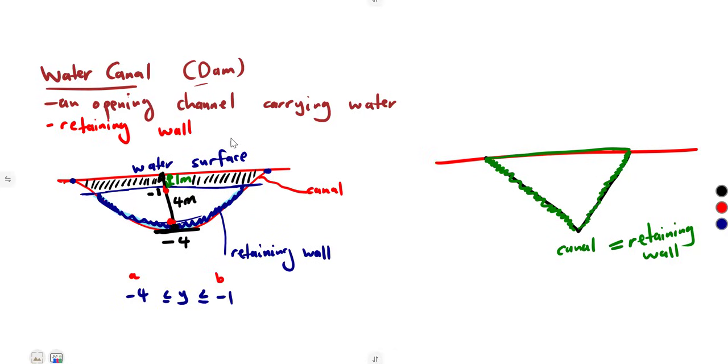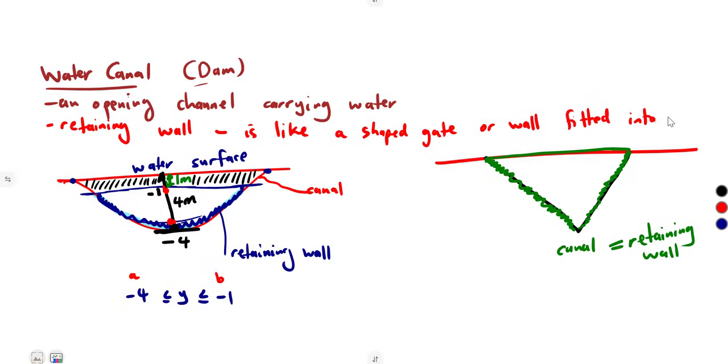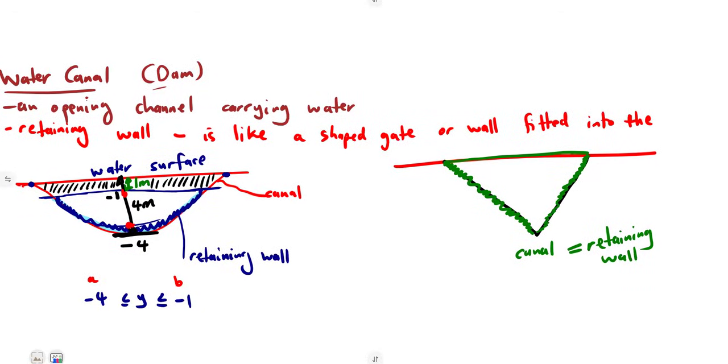so guys, use this to understand your basics. Put in simpler terms, it is just like a shaped gate, or a wall fitted into that canal, into the dam or the canal we were talking about. The one that you fit into is your retaining wall, or they can say it's a sluice gate. It's whatever that is our retaining wall.